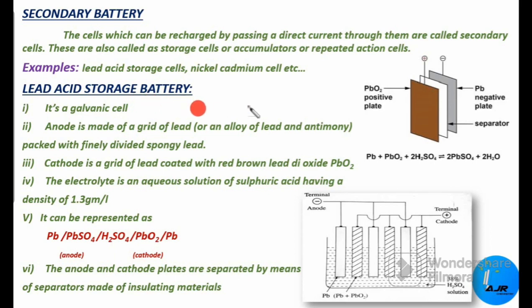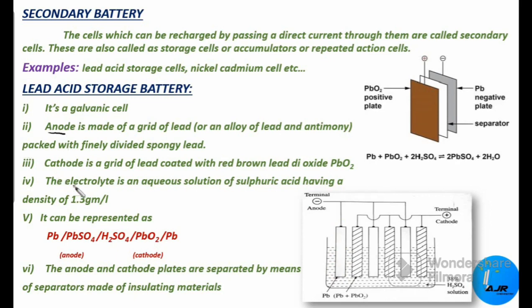First let us see how this lead acid storage battery is constructed. It is made up of a grid of lead which is packed with finely divided spongy lead, or else it is made up of an alloy of lead and antimony. Lead and antimony are mixed together to form an alloy. Mostly we make use of a grid of lead packed with finely divided spongy lead, and that acts as the anode.